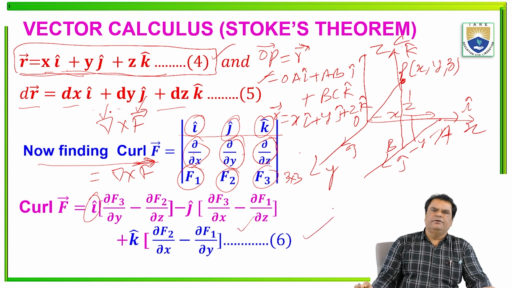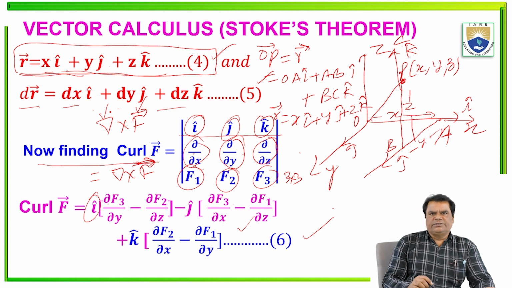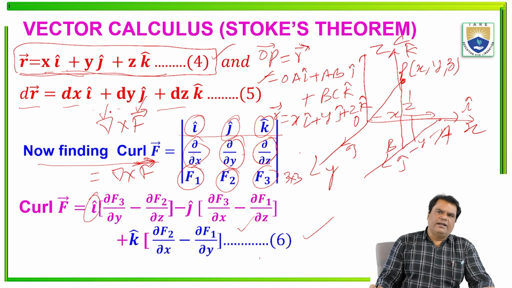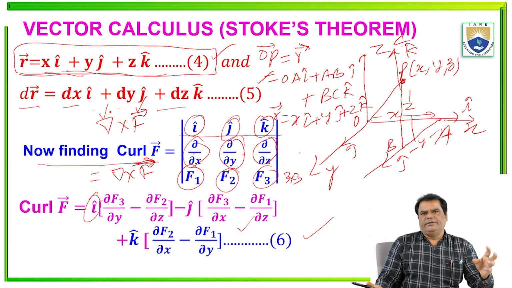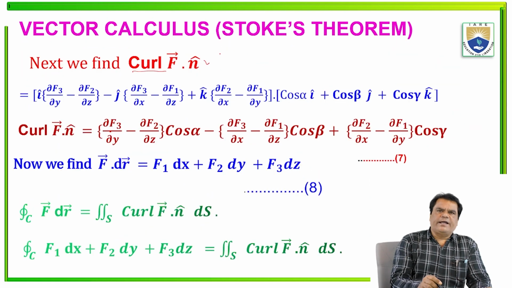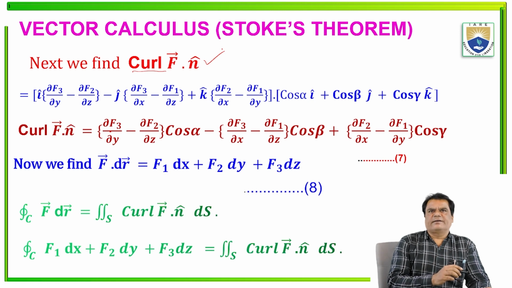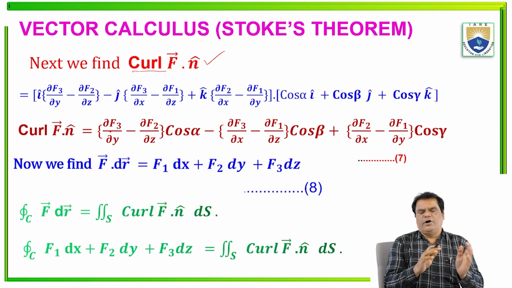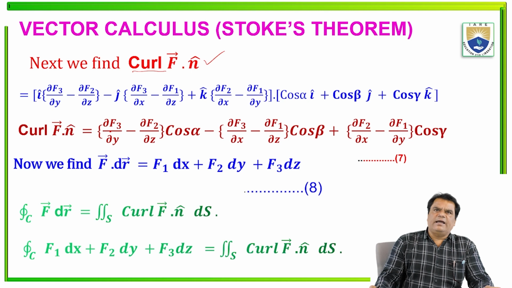So this side is in vector form. Curl f is a vector quantity. So now we find curl f dot n, where n is the unit normal vector. Taking the dot product between curl f and the unit normal vector n.